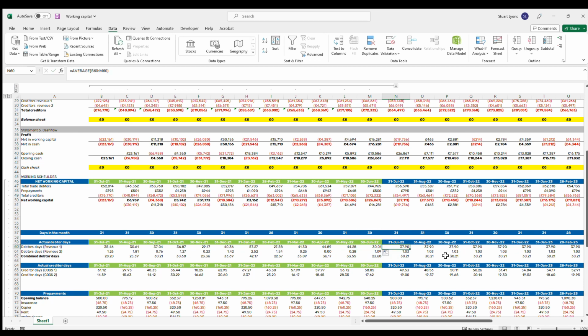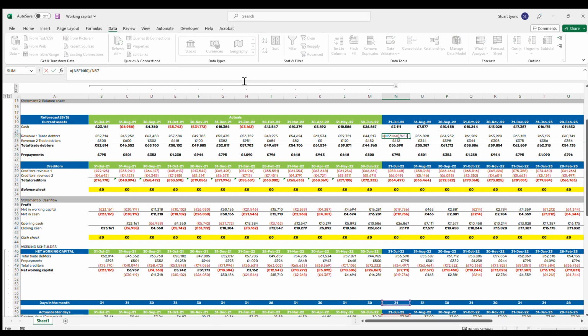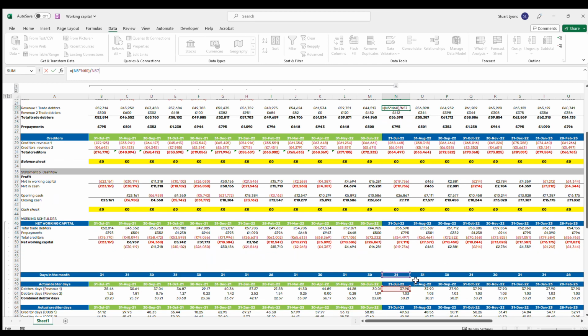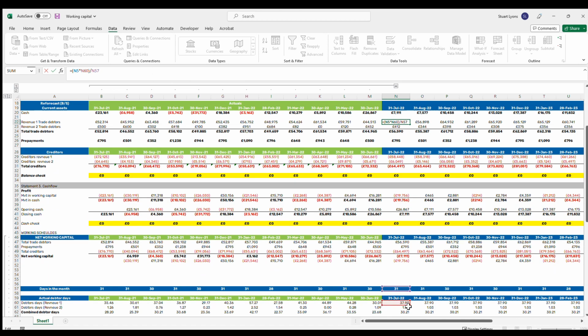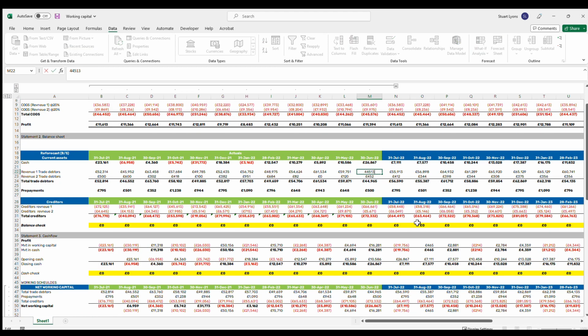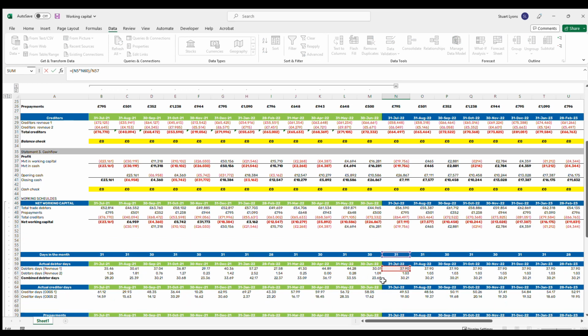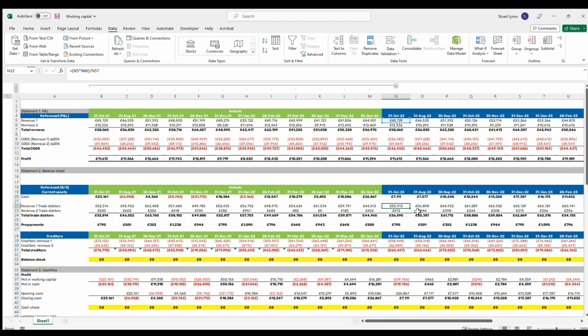Well, now because I've got our debtor days, when I move to the forecast and we look at the trade debtors on the balance sheet, you can see here that the formula's changed. I'm now doing the sales times the debtor days divided by the days in the period. Can you see that there's been a change? I'm plugging in that actual debtor days that I calculated from my actuals back into the forecast P&L to give me the forecast balance sheet. And that's how you make your balance sheet.